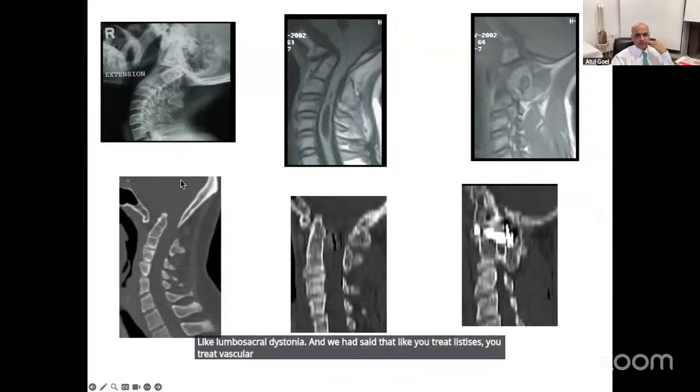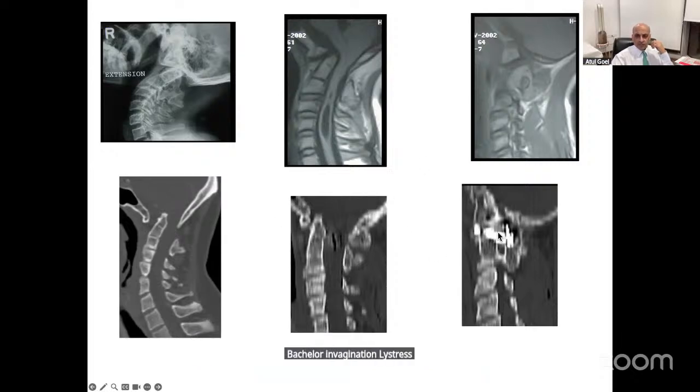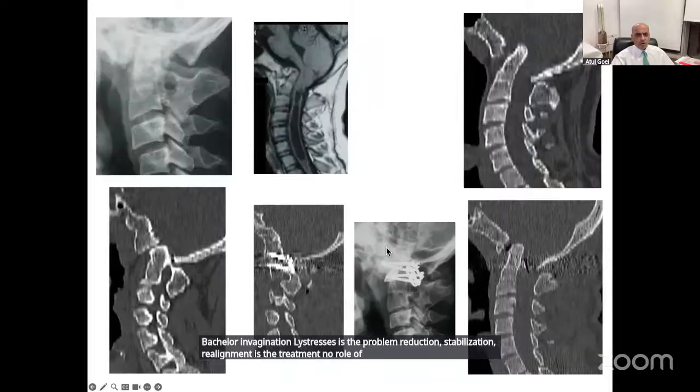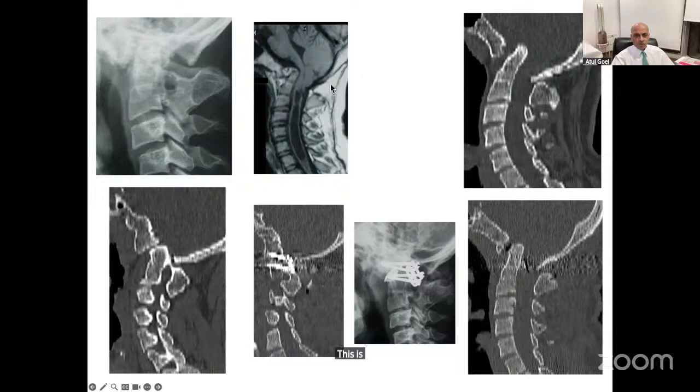So these slides, which I had shown in my earlier lecture: basilar invagination, listhesis is the problem, reduction, stabilization, realignment is the treatment. No role of decompression. So at that time, in 1998, I had presented several cases like this. When there is manifest atlantoaxial instability in presence of Chiari and syrinx, in 1998, we said, this is the problem, this is the treatment, no need for decompression.